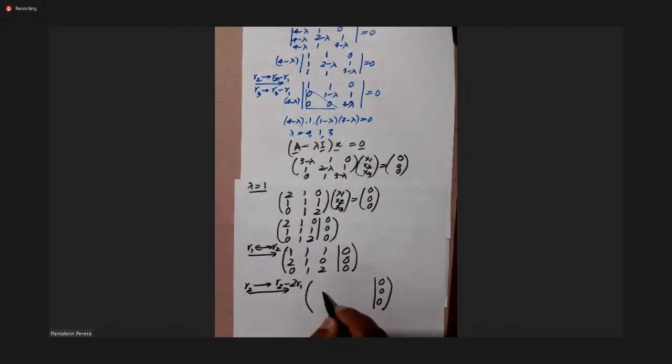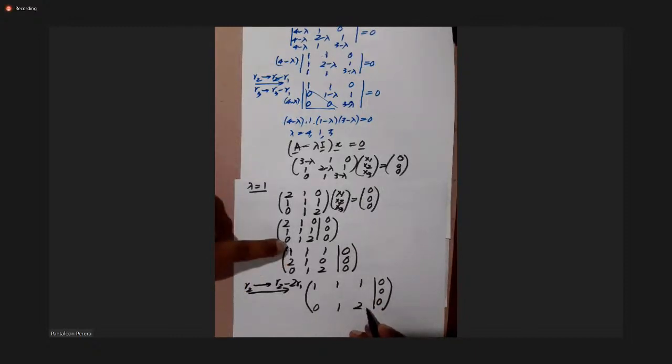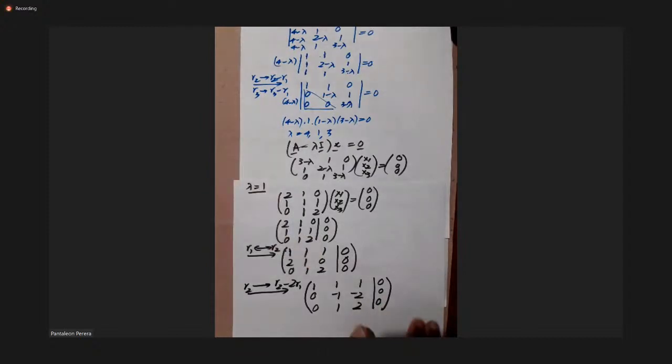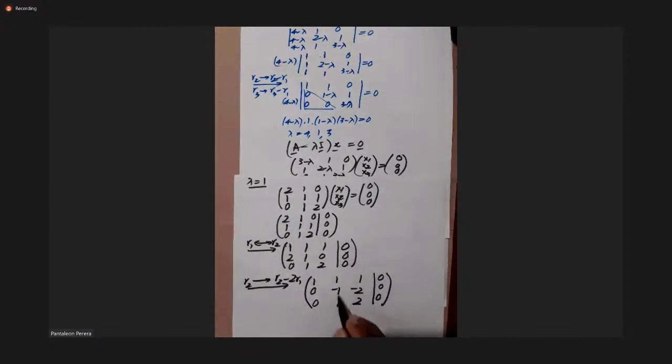So that means I am not going to change R1. I am not going to change R3. I am going to change this one. So multiply this one by minus 2 and add it to this 0. Multiply this by minus 2, so it is minus 2, add it to this one, minus 1. Multiply this by minus 2, it is minus 2, add it to this one, minus 2. And now you make it 1.